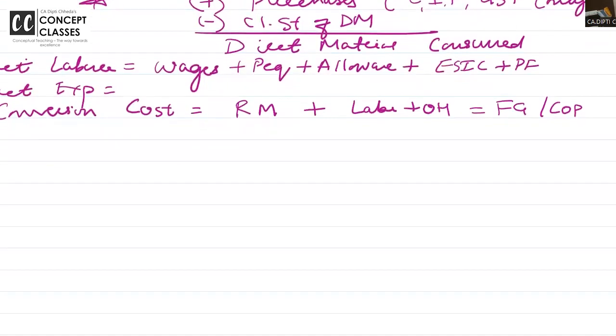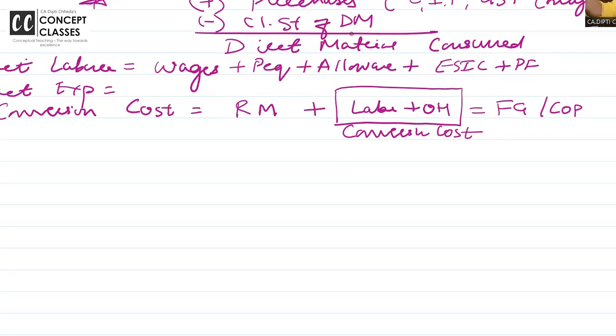Look, in raw material, as if I'm cooking something, add a little salt, a little of this, a little chaat masala. So in your raw material, if you add labor and expenses, you get your finished goods, that's your cost of production. Then labor and overhead is called conversion cost. What is conversion cost, ma'am? The cost of converting the raw material into the finished goods is called conversion cost.